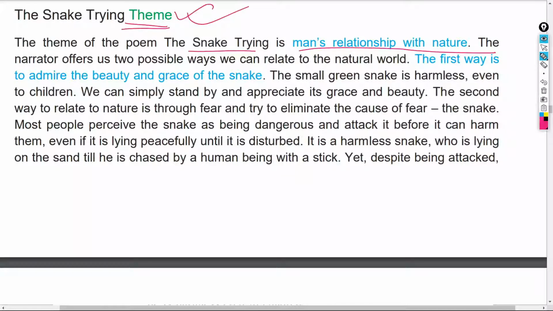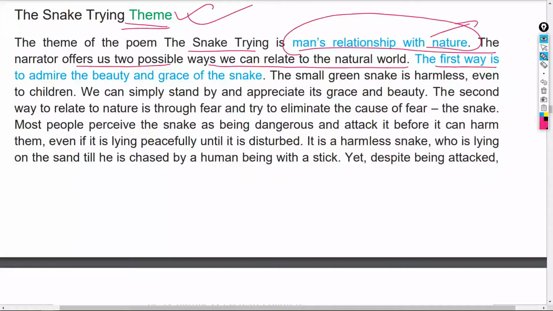ये थीम जानना बहुत जरूरी है ना. आदमी का प्रकृति के साथ मतलब क्या रिश्ता है. ये प्रकृति भगवान भी हो सकते हैं, ये प्रकृति नेचर वो भी हो सकते हैं. The nature offers two possible ways we can relate to the natural world.